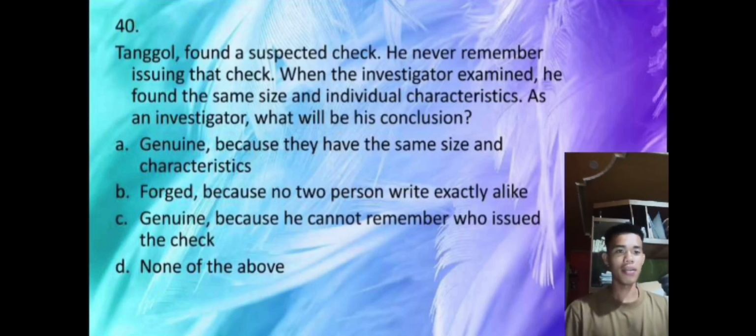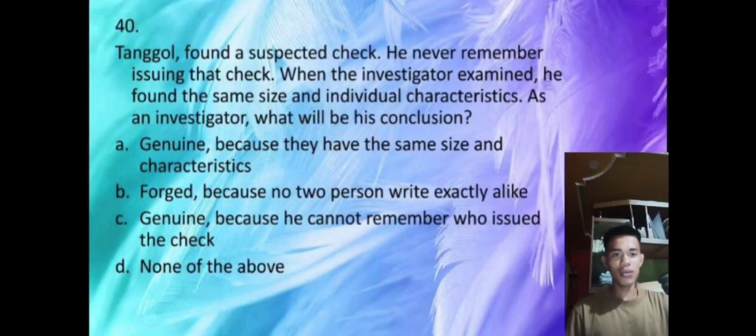Ang answer kay letter B, forged because no two people write exactly alike. This choice recognizes that even if the checks have similar size and characteristics, individual handwriting is unique and the lack of memory about issuing the check raises suspicion. Ang maling answer kay A, C, D. A, genuine because they have the same size and characteristics. Similar size and characteristics alone do not prove authenticity. Checks can be produced that look alike, but this does not mean they were legitimately issued.